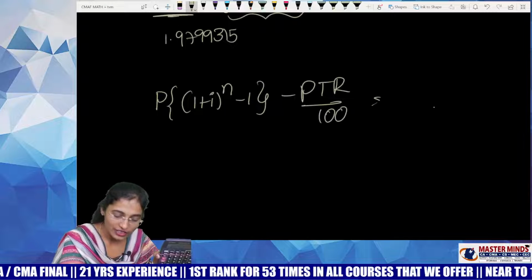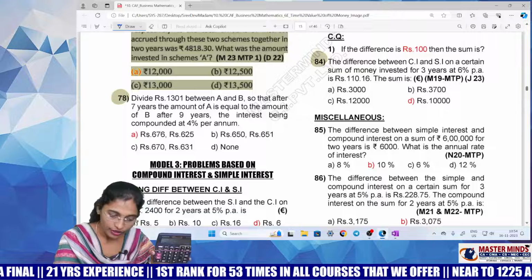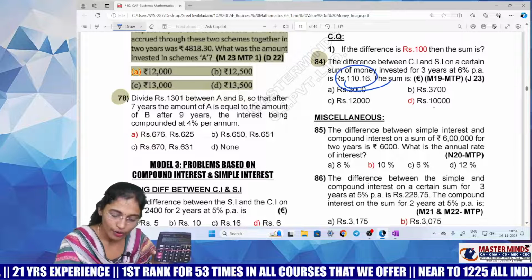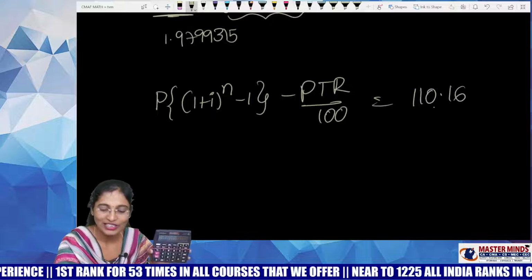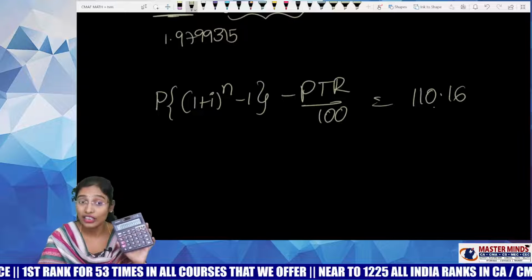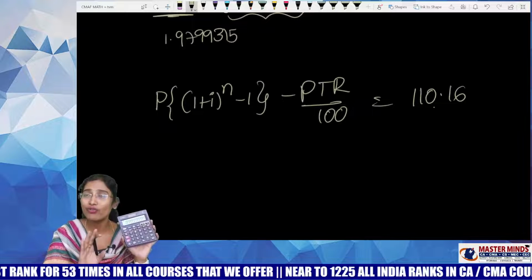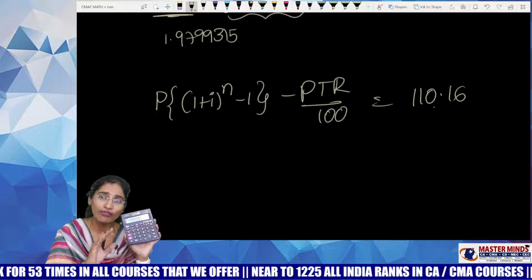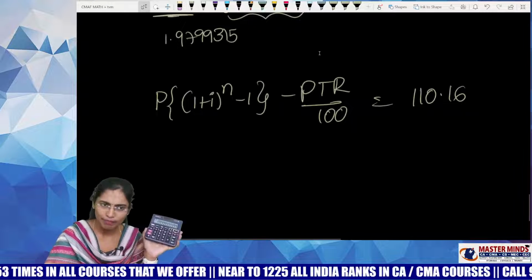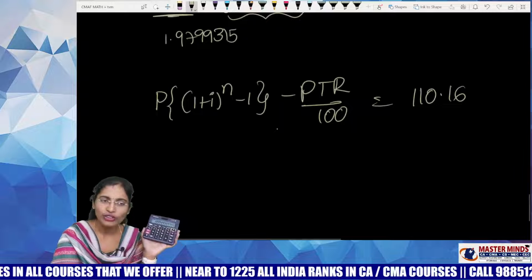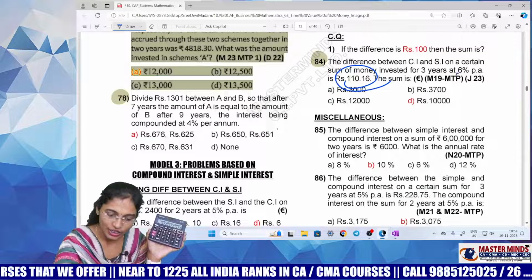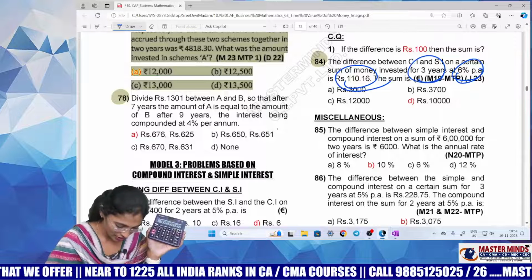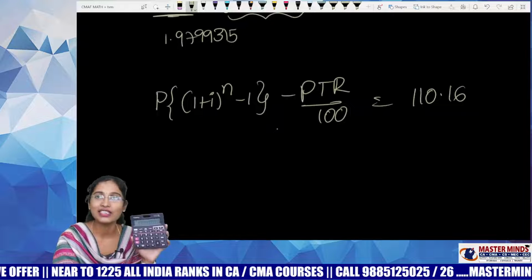And the difference is how much according to him? The difference is 110.16. Now let's go for direct calculation. I don't want any other formula like P of I cube plus 3I square. If you know that, use that. Or else simply, right? So I'll show you both. So rate of interest in both the cases is what percentage? 6%, and time duration 3 years. So guys, R is 6. Then what is I?